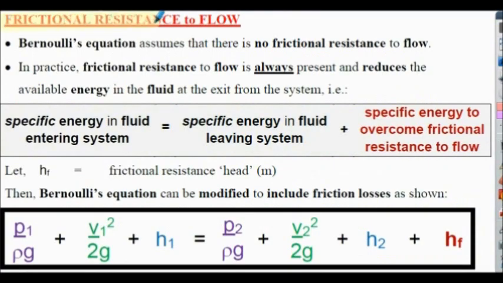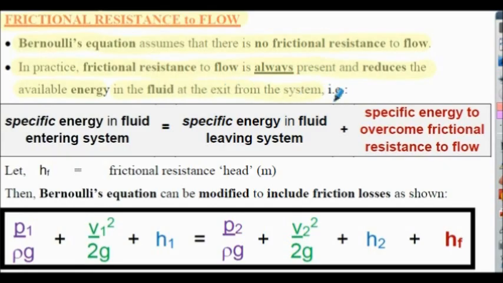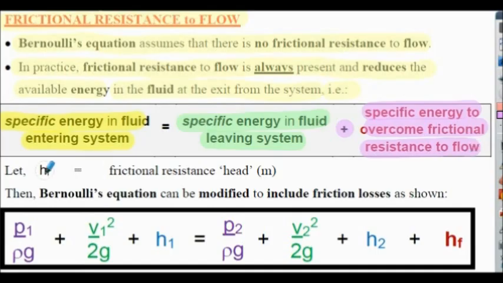Let's now consider frictional resistance to flow. Bernoulli's equation assumes that there is no frictional resistance to the flow, but in practice frictional resistance to flow is always present and reduces the available energy in the fluid at the exit from the system. In other words, specific energy in the fluid entering the system is equal to the specific energy in the fluid leaving the system, plus the specific energy to overcome frictional resistance to the flow. Let's let HF be the frictional resistance in terms of head, meters.